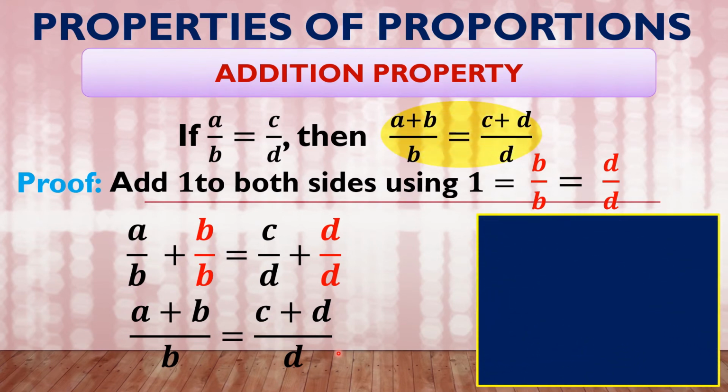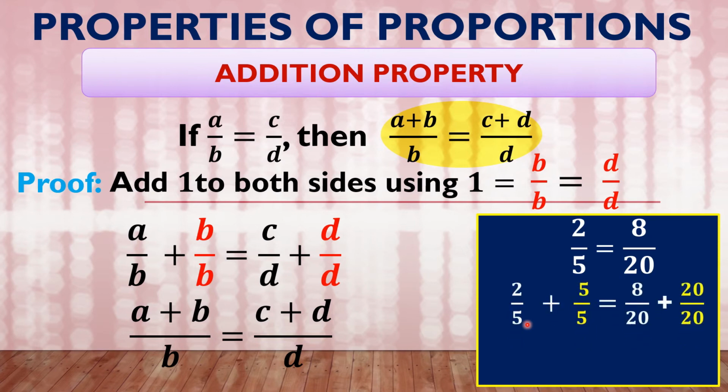Let's have an example again. So, this is still the example that we are using. 2 over 5 is equal to 8 over 20. What we will do, no? So, to 2/5, you add 5 over 5, which is the value of 1. And on the right, 8 over 20 plus 1, and the 1 here is just the same as 20 over 20. And so by adding, adding the numerators, 2 plus 5 equals 7, and copy 5. On the right side, 8 plus 20 equals 28 over 20.